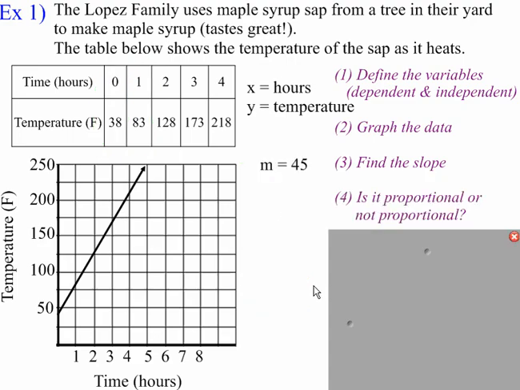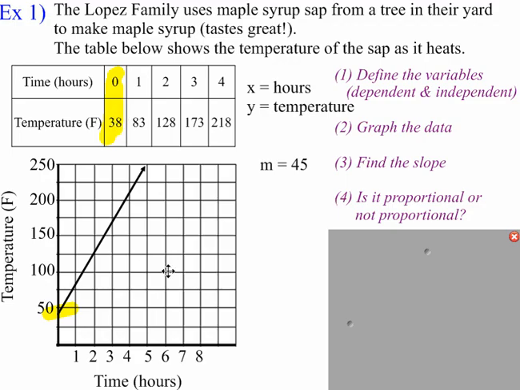The next thing we're going to do is decide whether it's proportional or not proportional. Well, there are some clues that will help us to figure that out. First of all, when we look at the graph, it's not going through 0. So that's right away telling us it's not proportional. We can see it in the table as well. Remember, where x equals 0, that's where the y-intercept is, and we can see it's 38. So we can tell by the table as well.